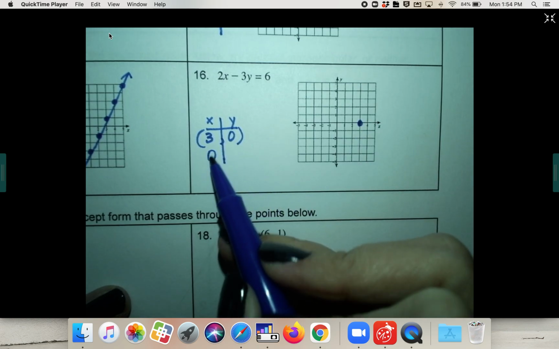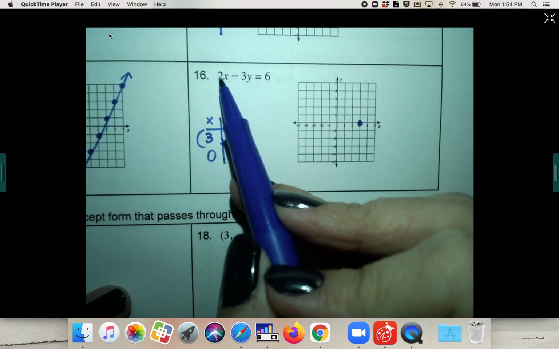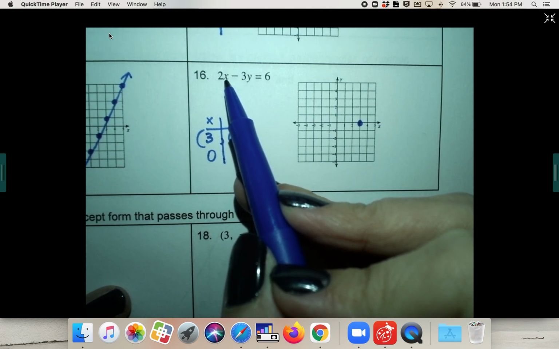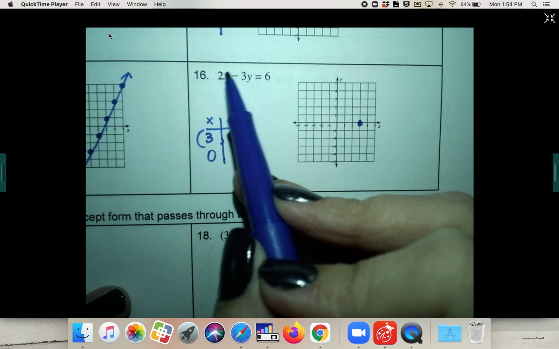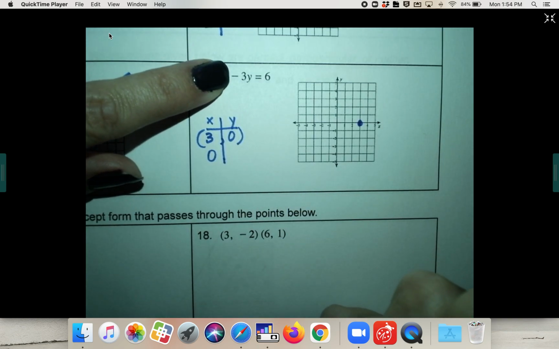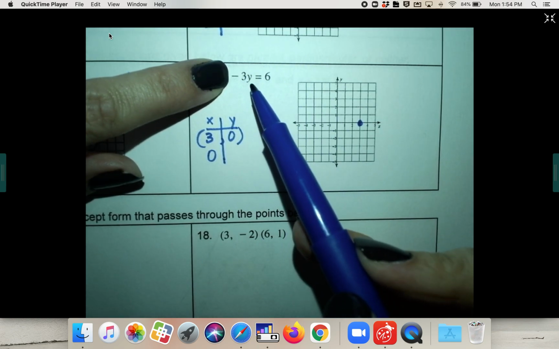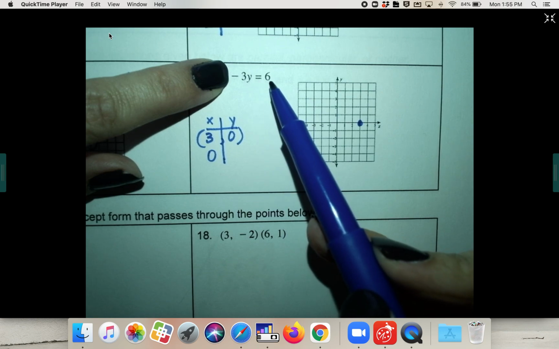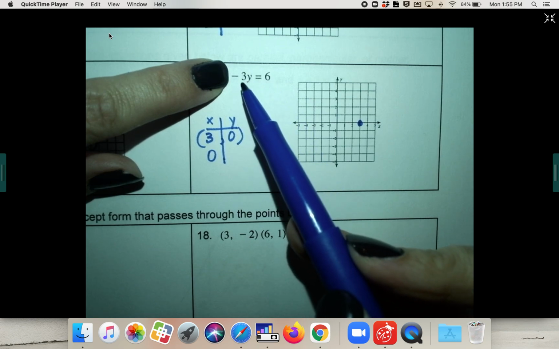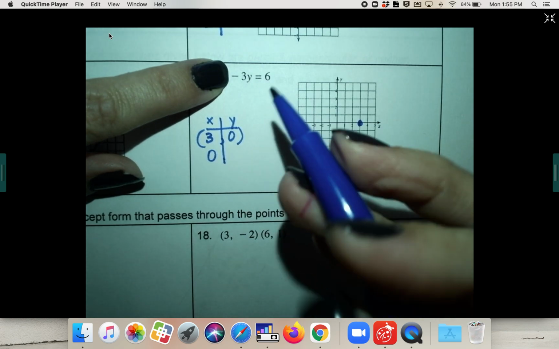And now let's figure it out when x is 0. So instead of x here you have 0. 0 times 2 is 0. 0 times anything is 0, so it's like making this whole thing gone. I'm going to just cover it up. Let's look at what we have left. We have negative 3 times what number equals 6? Negative 3 times negative 2 is 6. So y would be negative 2.